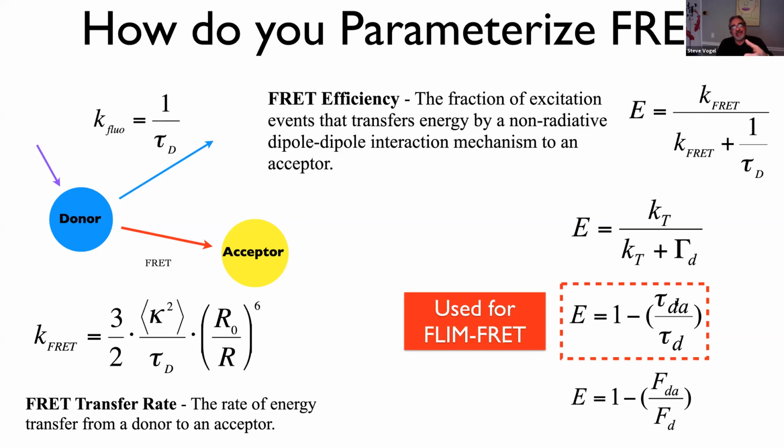And so that ratio, tau dA over tau d, that tells me essentially what fraction of events result in the donor giving off a photon, right? And then by going 1 minus that, that tells me what fraction went to the acceptor, which is what we're interested in. So mathematically, it has taus and stuff in it, but the reality is it's very simple algebra.